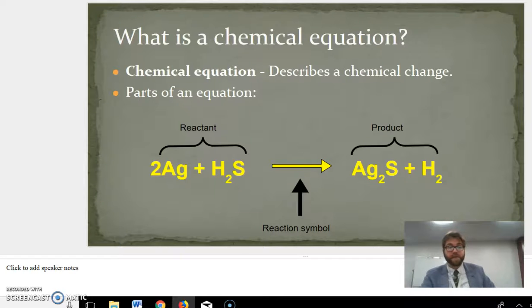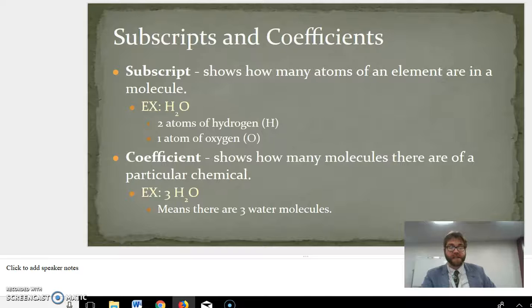So the other thing we need to remember about this is we also have subscripts and coefficients. Subscripts are the very tiny number here that we see, that little 2 in H2O, that's a subscript. A subscript shows you how many atoms of an element are in a molecule. So in this case, we have 2 hydrogens and 1 oxygen. There's no number here, so it's implied that it's 1.